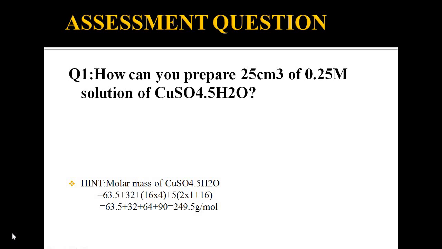This is not multiplied. Dot 5 water means 1 water molecule. You have to calculate the molar mass of 1 water molecule. 2 into 1 plus 16, and multiply that by 5. You will get 5 water molecules. So 5 water molecules will be added in copper sulfate molar mass. Then you will get this hydrated copper sulfate solution molar mass.